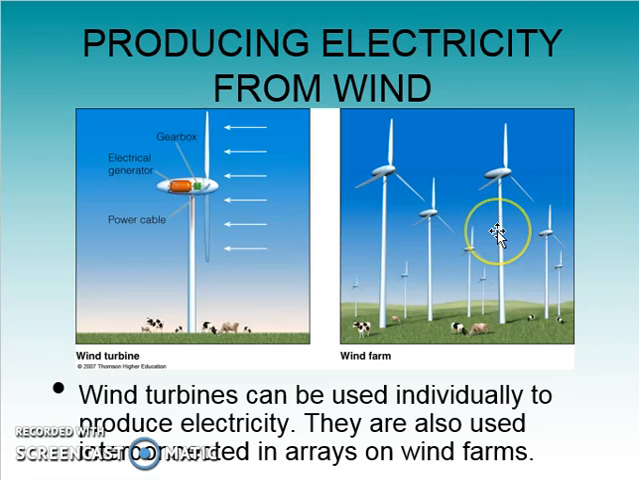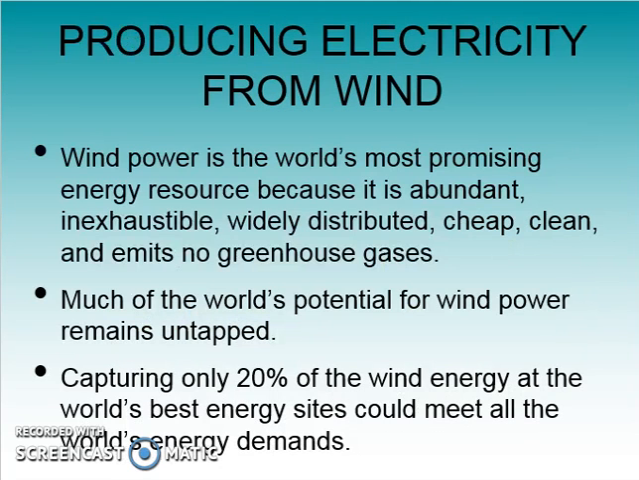When you have a lot of them, it's called a turbine field or a wind farm. Again, problems with this, you have to have it in an area that has good sustained winds year-round to some degree. It's basically inexhaustible as long as it's in a good place. It's very easy to do. You can drop these in pretty easily. There are no greenhouse gases. It's pretty clean.